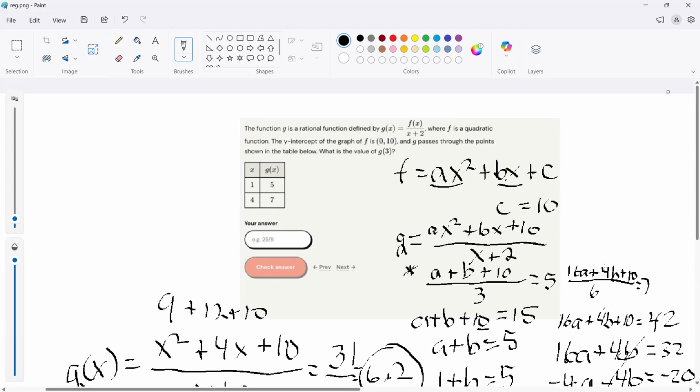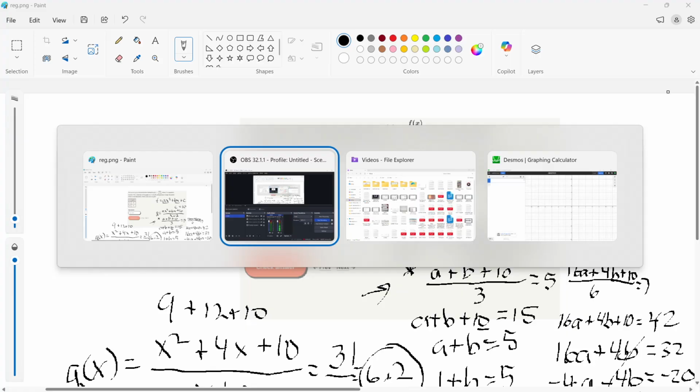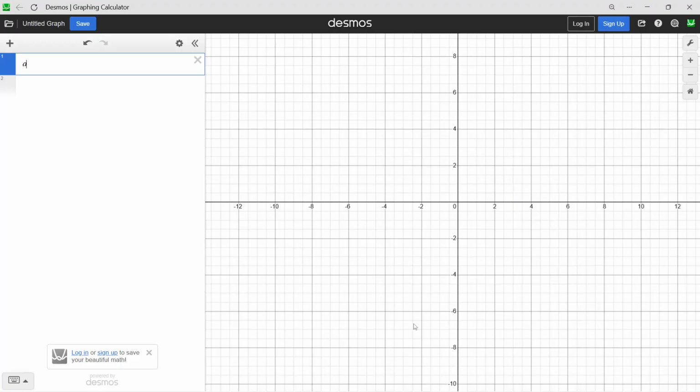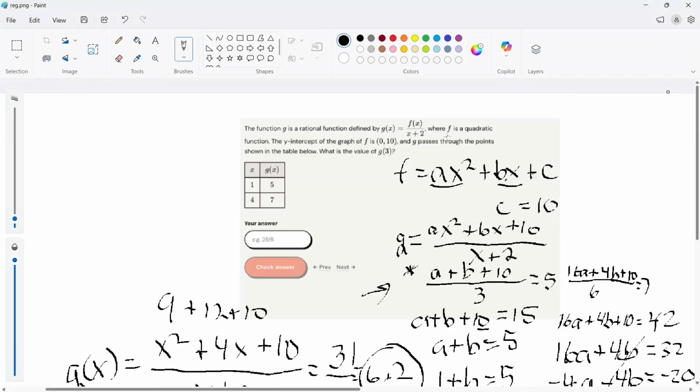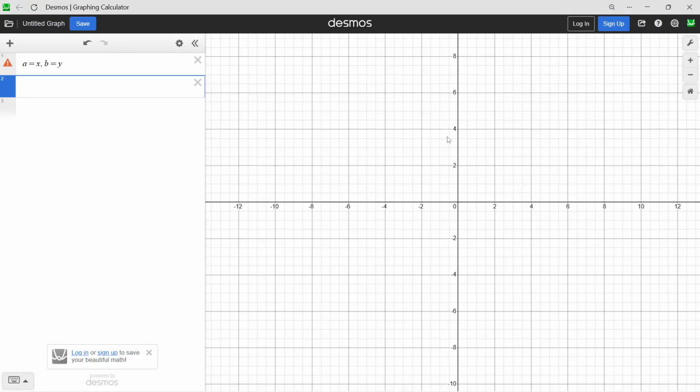Now I could have done it from this point. I'm going to call a x and b y because I need to put x and y in equations on Desmos. So I'm just going to write that: a equals x, b equals y, so I don't forget it. And I'm just going to write these two equations. x plus y plus 10 divided by 3 equals 5.